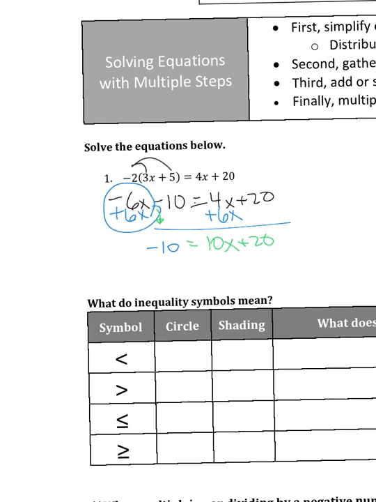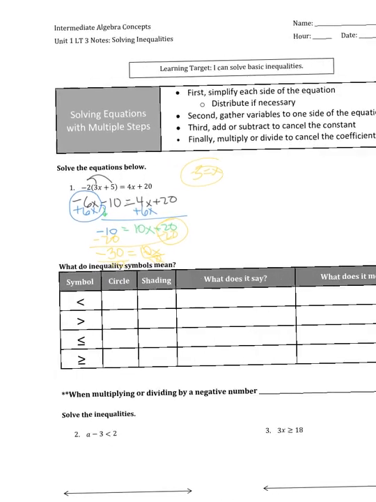I'm going to subtract 20 from both sides. That's going to mean I'm going to get a bigger negative, negative 30. You divide by 10 on both sides, and I have negative 3 equals x. Okay, and so that should be review for a lot of us.